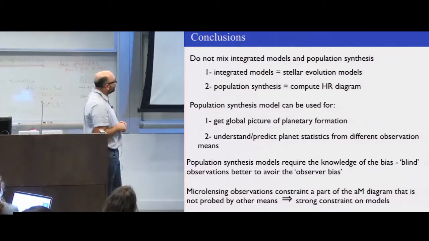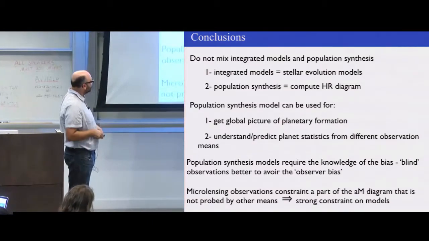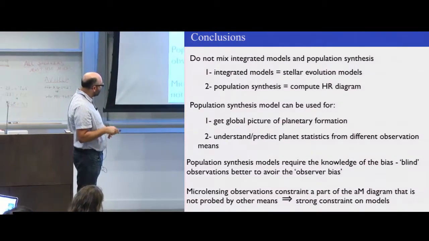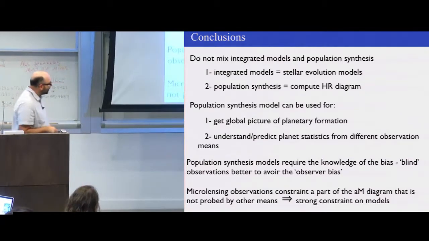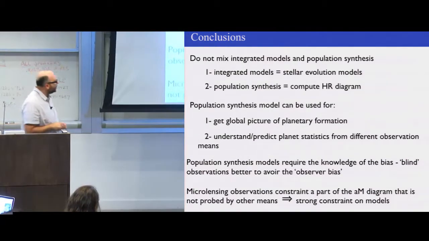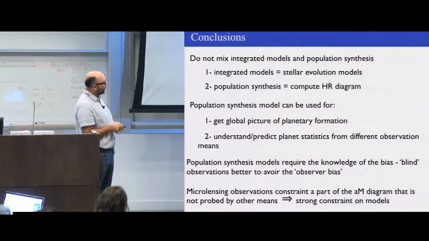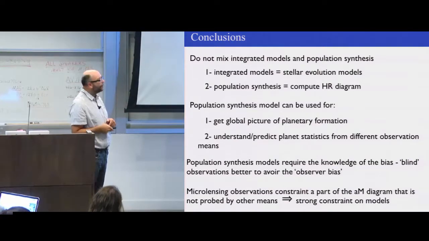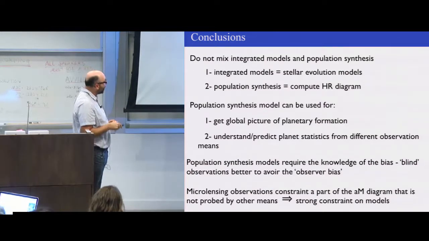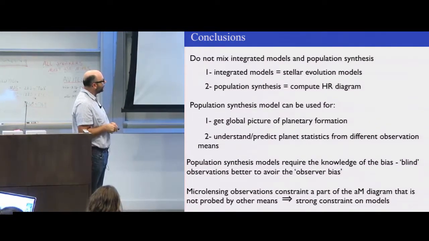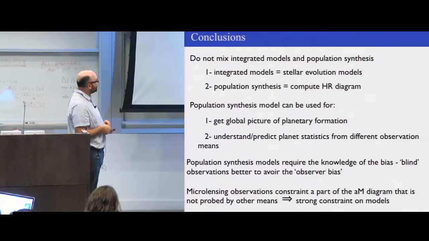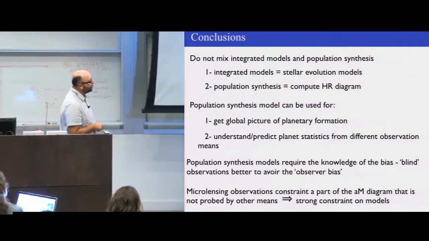I hope that a microlensing survey will be able to do this. And the last point, which I've not really emphasized, but was said in the previous talk: microlensing probes the part of the mass semi-major axis diagram that is very different from transit and radial velocity. So it's a very nice and complementary constraint on planet formation. I hope that we will have at some point a set of microlensing planets with the associated observational bias to really constrain the models.